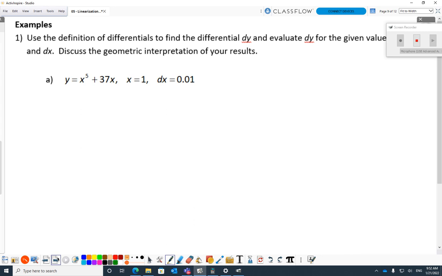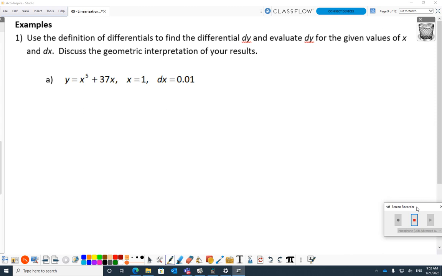Use the definition of differentials to find the differential dy and evaluate dy for the given value of x and dx. Discuss the geometric interpretations of your result. Let's find dy by dx. Let's start there. Let's get dy dx, and then I can do all this other stuff later. So, dy by dx equals 5x to the 4th plus 37.